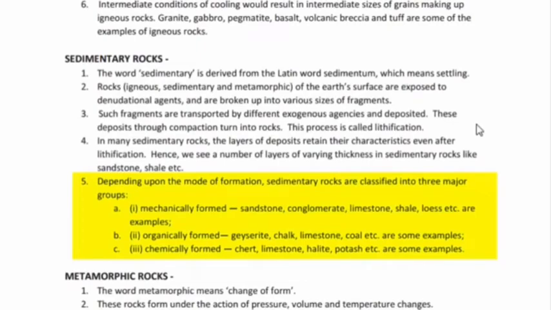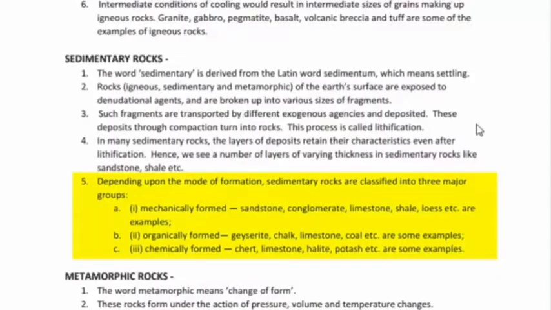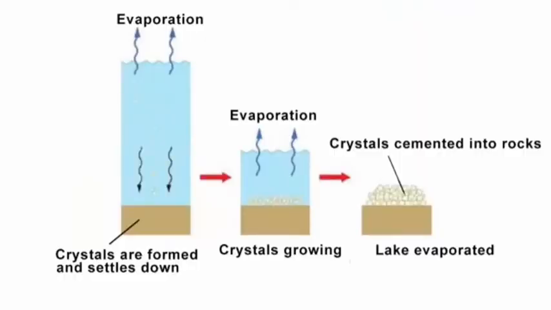Now, when we say organically formed, we mean rocks formed from organic debris such as leaves, roots, and other plant or animal material. You see, limestone and coal contain fossils, and that's why they are organically formed. And when we say chemically formed, we mean rocks formed due to precipitation of minerals from water. Precipitation is the creation of a solid from a solution. If you see, how are halite, potash, and limestone formed? Millions of years ago, evaporation of seawater led to the formation of these minerals.